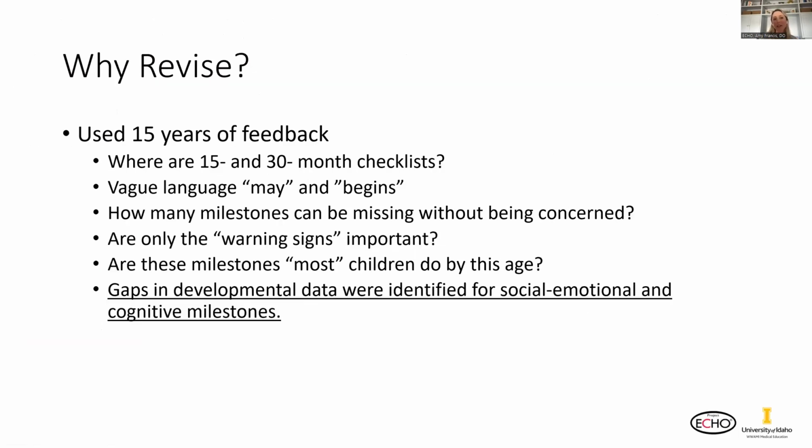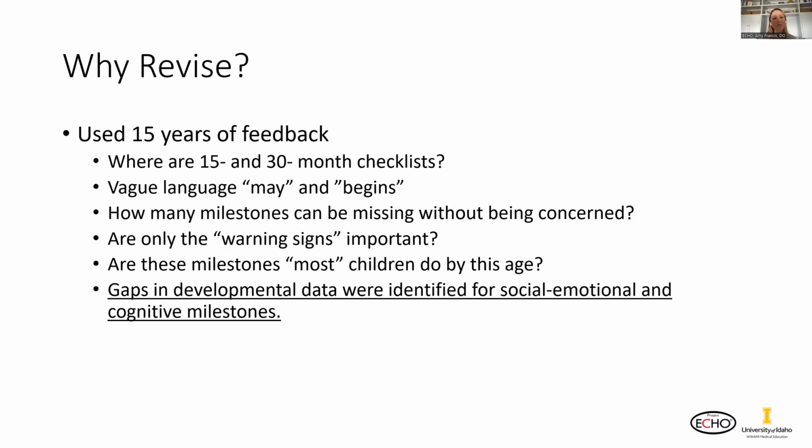So why did they revise? It had been 15 years since they had revised the developmental milestones. So it had been quite a long time, and they were using old data. There were no 15 and 30-month checklists, and we had added those well child care visits within that time frame. Previously, they used language like may, start to walk, begins to use two-word phrases, and these phrases were quite vague, so they took those out.